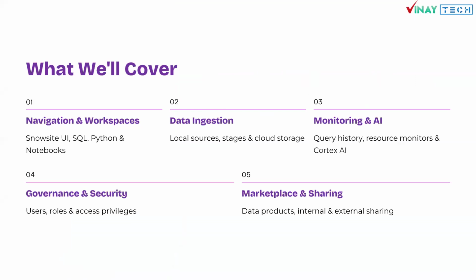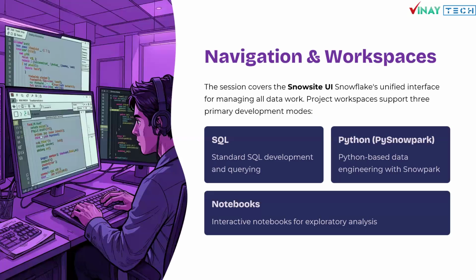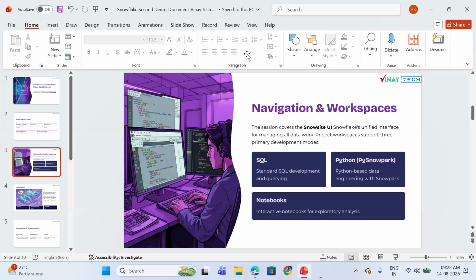How many types of workspaces are there? What is Snowsight? How will data ingestion be done, how do we monitor a query, and how do we interact with Cortex AI? What is governance and security, like users and roles, and what is a marketplace and how do we share objects into it? So we'll look at an overall overview of how your Snowflake is going to look.